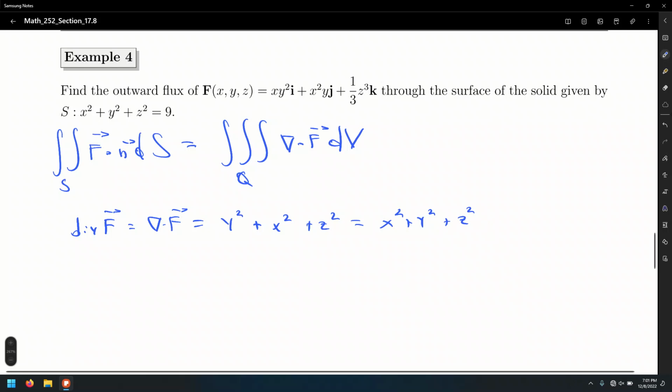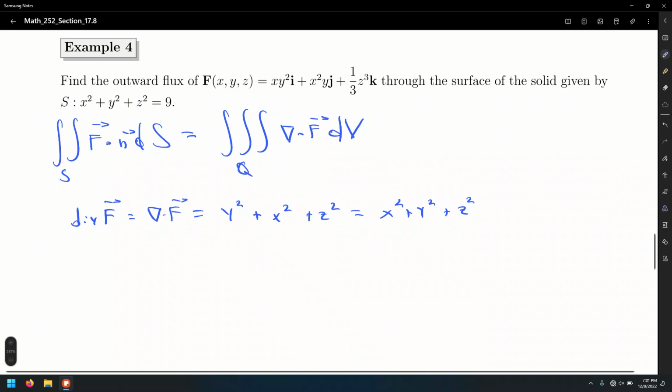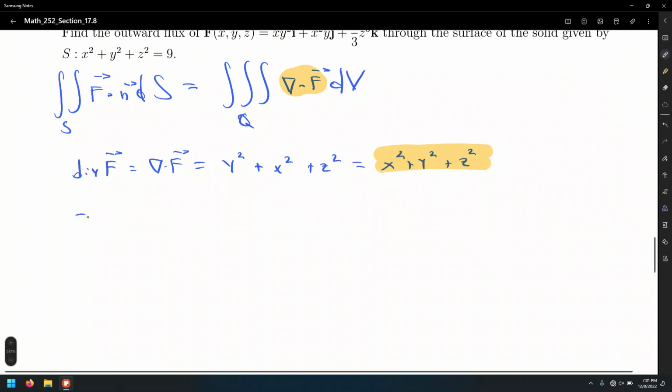And careful, don't get confused, because the divergence looks exactly the same as the equation of the surface that we're dealing with. It's just a coincidence. This quantity right here is going to go here actually. That's the integrand in our triple integral. So this means the triple integral of the divergence, which is x squared plus y squared plus z squared dV.